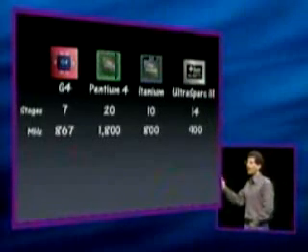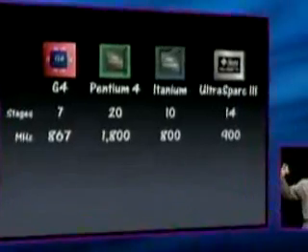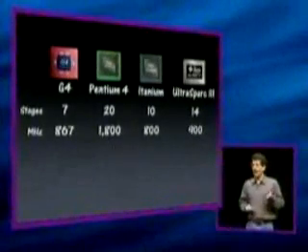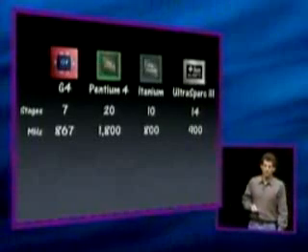So let's go back and compare our 4 processors again. Here we have the Pentium 4 running at 1.8 gigahertz and those 20 pipeline stages. It's interesting to look at the Itanium because, again, Intel's next generation processor, they chose to go with 10 pipeline stages. Note that it runs at 800 megahertz. And we see the UltraSPARC 3 has 14 pipeline stages and runs at 900 megahertz. So the G4 is an extremely efficient design in that it only has 7 pipeline stages and yet runs at the same speed as other processors that have much longer pipelines.